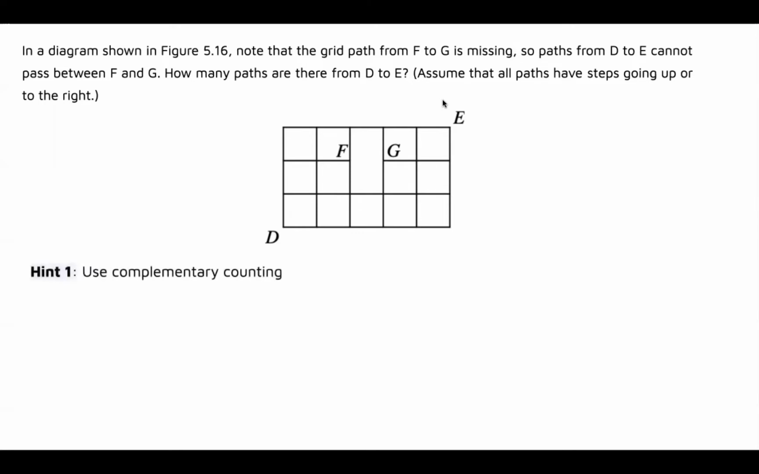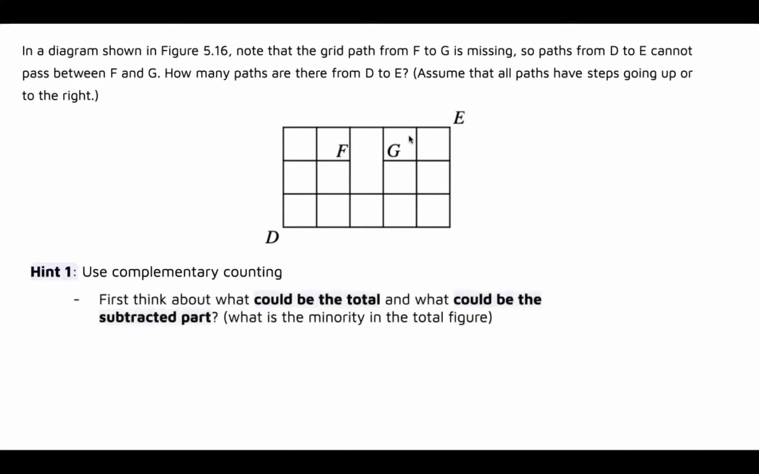Okay, hint 1 tells you to use complementary counting. So what's complementary counting? Complementary counting is when you take the total of some cases and you subtract the minority, something smaller than that. You count what you don't want. So first think about what could be the total and what could be the subtracted part.